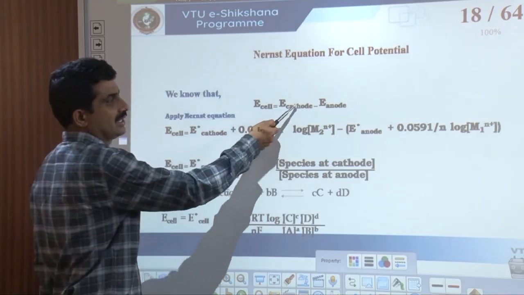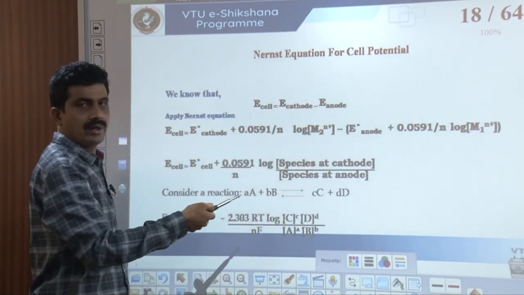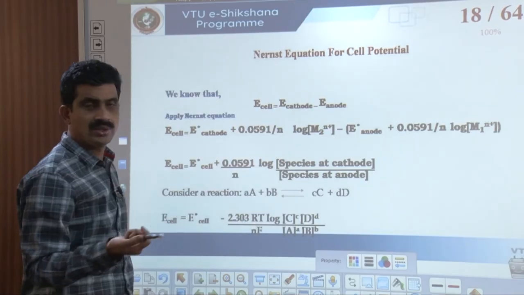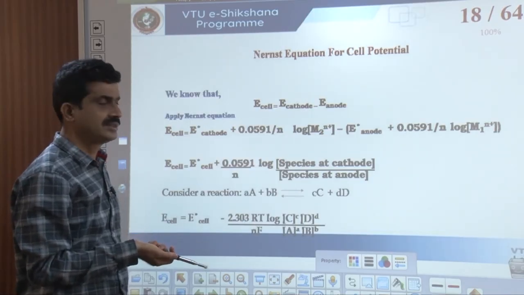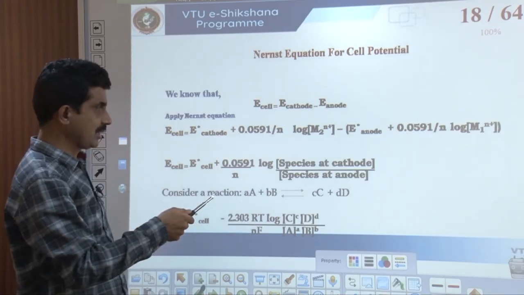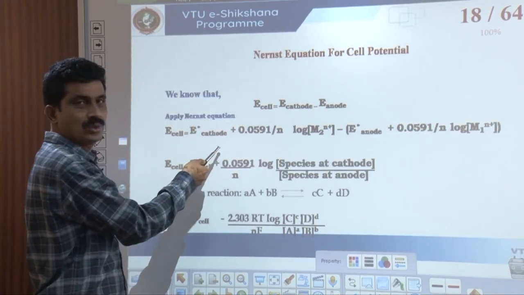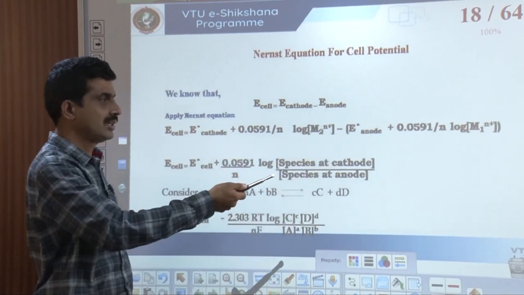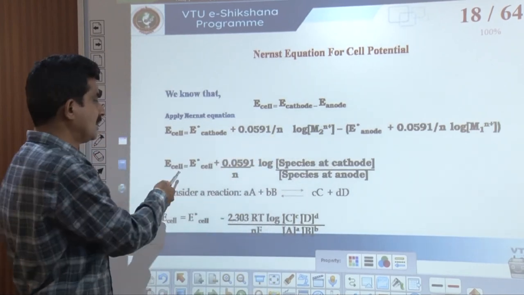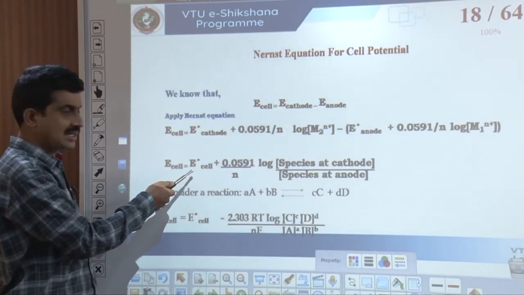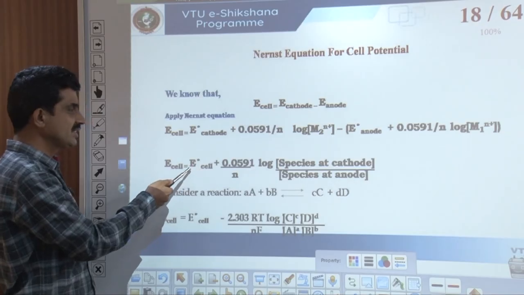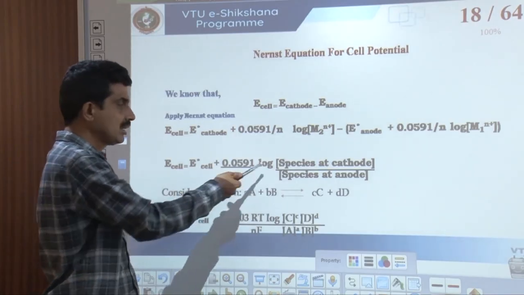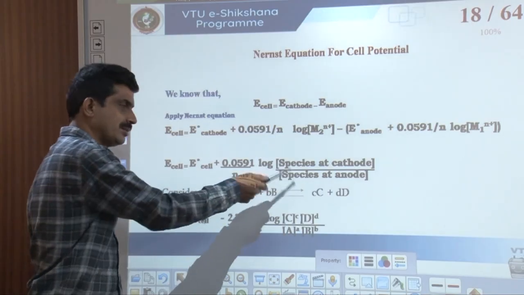Consider two different electrodes, say a zinc rod dipped in zinc sulphate solution and a copper rod dipped in copper sulphate solution. The EMF of a cell is E cathode minus E anode, that is, E right electrode minus E left electrode. By applying Nernst equation, E cell is equal to E naught cathode plus 0.0591 divided by N log M2 N plus, minus E naught anode plus 0.0591 divided by N log M1 N plus. Therefore, E cell is E naught cell, the standard EMF of a cell, plus 0.0591 divided by N log species at cathode divided by species at anode.